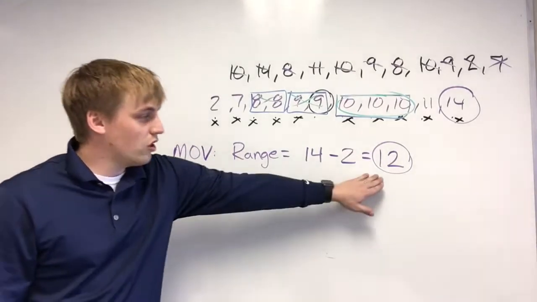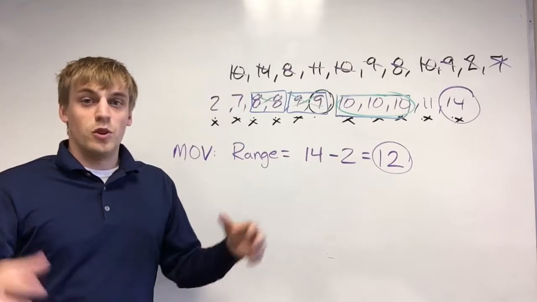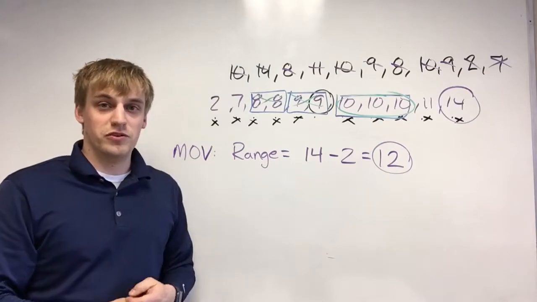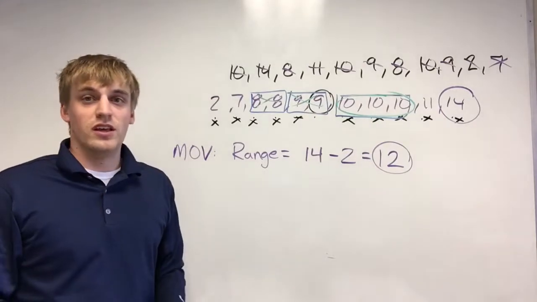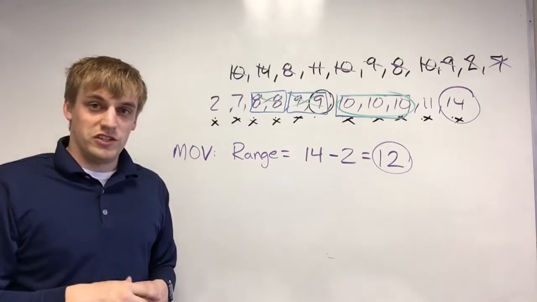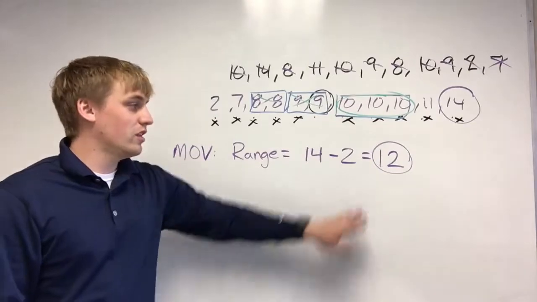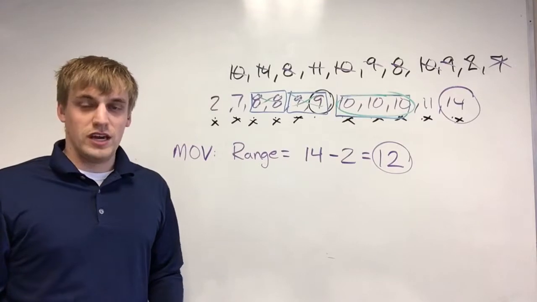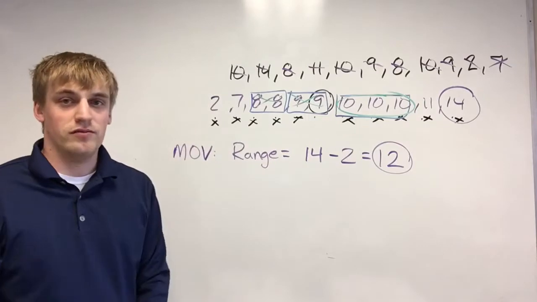So the smaller this number is, the closer together your data set is, the more confident you can be in your prediction for what will happen in the future based on the data that you have. The more spread out, the bigger this number is, the less confident you can be in your prediction. So the bigger this number is, the less confident you can be. The smaller this number is, the more confident you can be, when you're making decisions about what will happen in the future based on the data that you have.